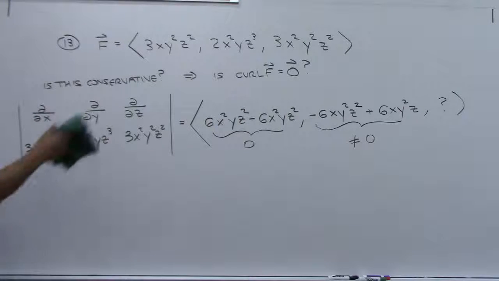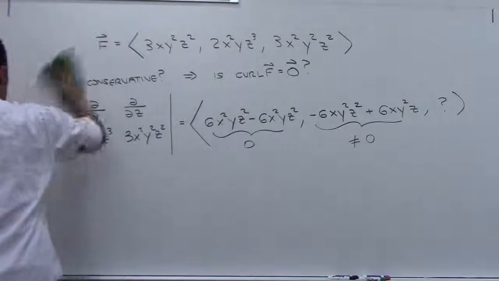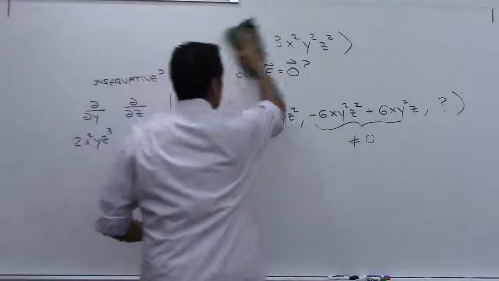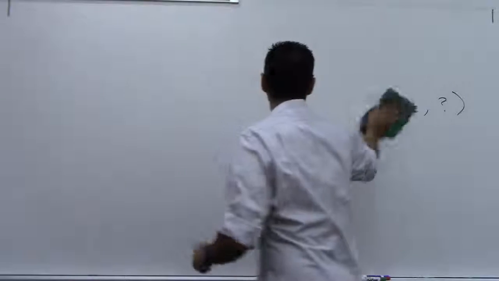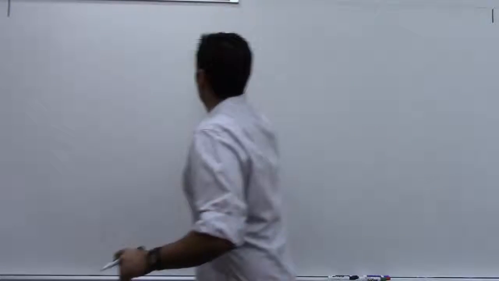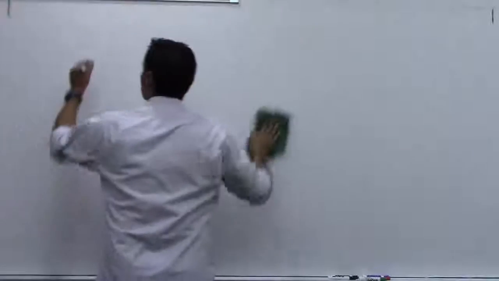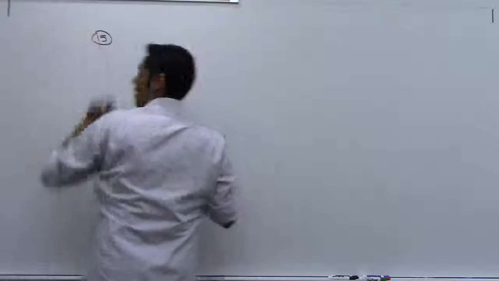All right, let's do 15. When I was looking at it, I thought I grabbed one where we did have a conservative vector field. So that's why I was kind of doubting myself there. 15 is a conservative vector field, but we'll have to verify it.